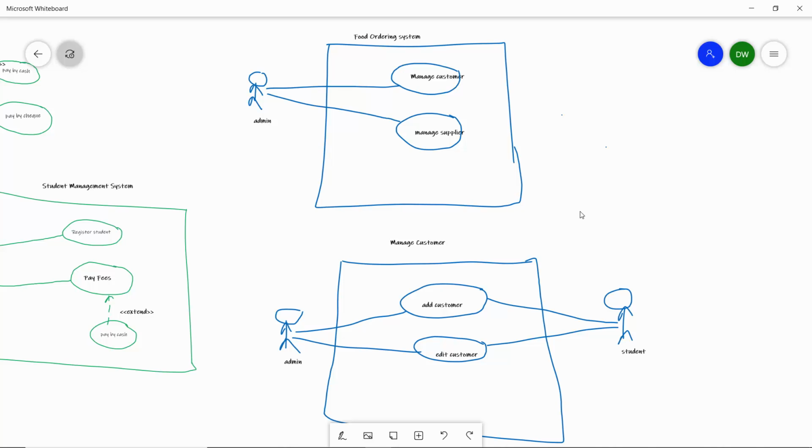So again, remember, here we always describe an interaction between user and your system. Your system means the software you are going to design.